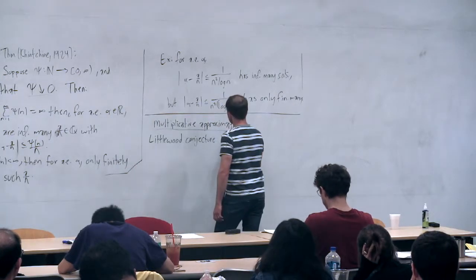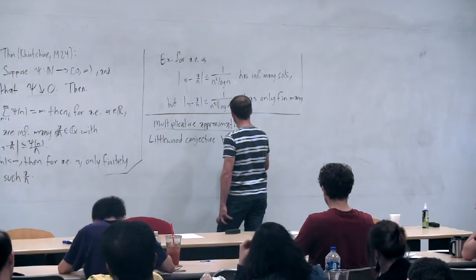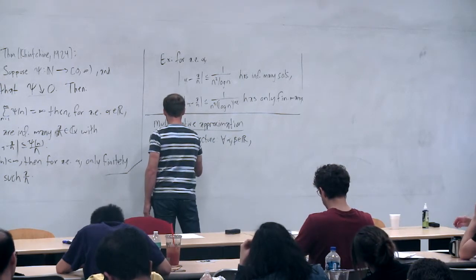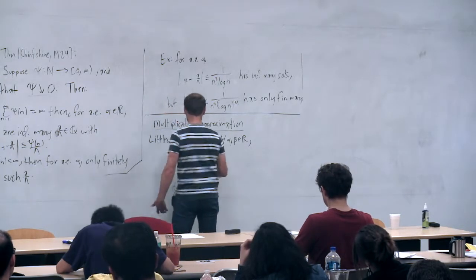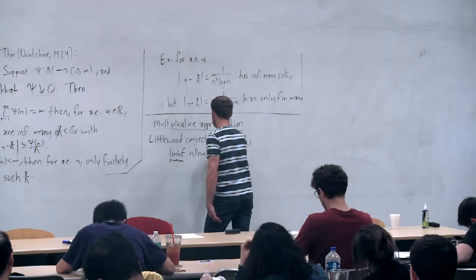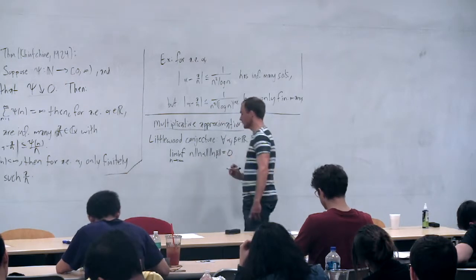So let me tell you what the statement of the conjecture is. The conjecture says that no matter what real numbers alpha and beta you choose, the quantity lim inf, you can actually just put inf here if you want, but I'll put lim inf because historically that's what people write, of n times distance to the nearest integer of n alpha, distance to the nearest integer of n beta is equal to 0. Okay?